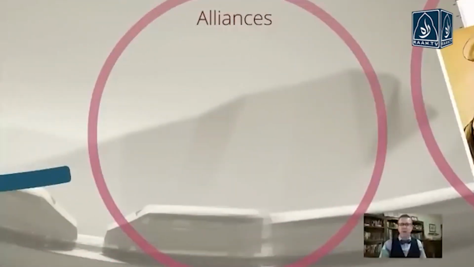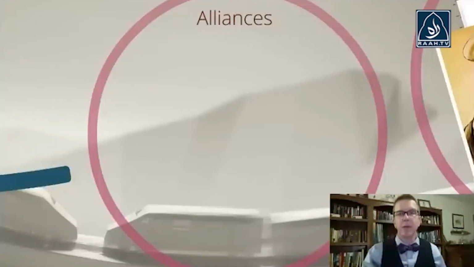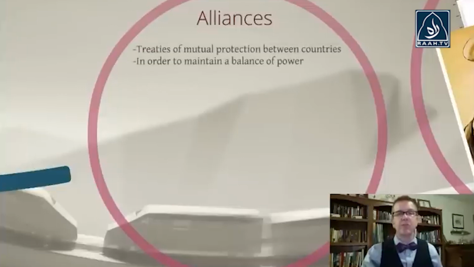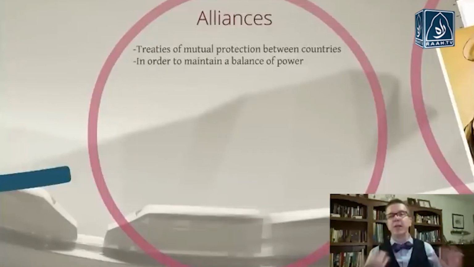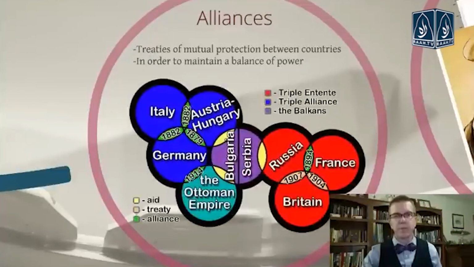Then, of course, with all this militarism, well, if you're a smaller country, it's like being the small guy when the big bully wants to pick on you. What do you do? You get some friends, okay? And so these are treaties of mutual protection between countries in order to maintain a balance of power.